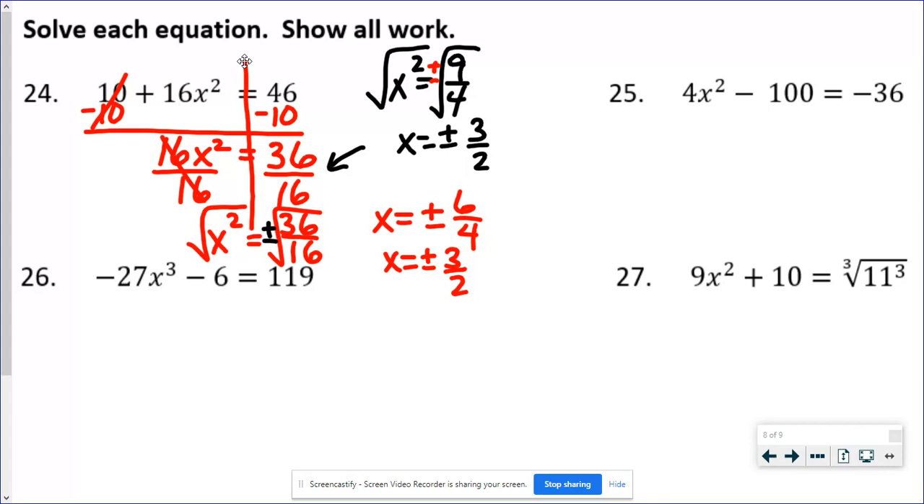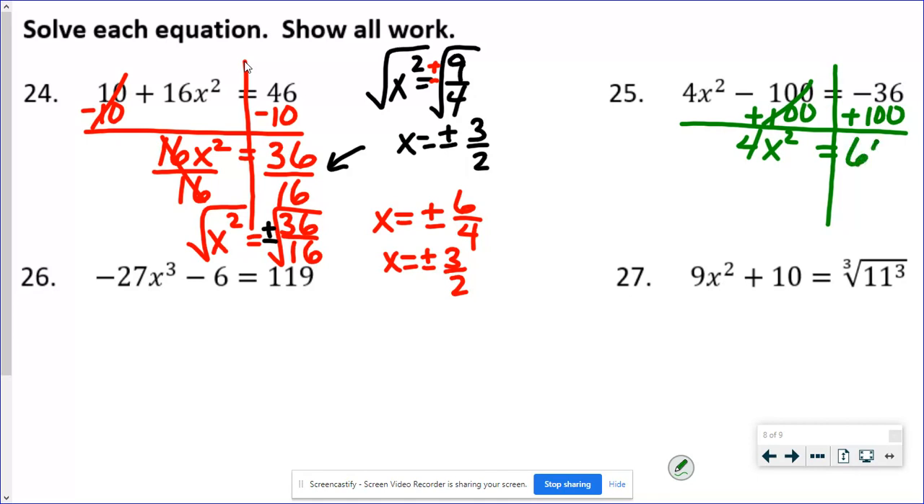For number 25, I need to get rid of that 100. So I would add 100. 4x squared equals, now negative 36 plus 100 is going to give me 64. And then I'm going to divide by 4. I know that those are both perfect squares. However, 64 does divide nicely by 4. That's going to be 16. And then to get rid of the square, plus or minus. I have to write that in every single time. I'm going to get that x equals plus or minus 4.